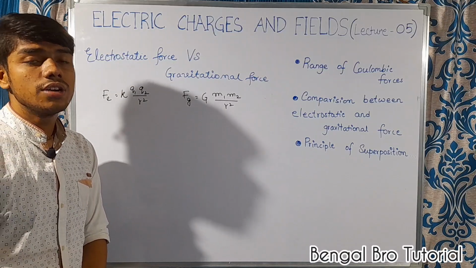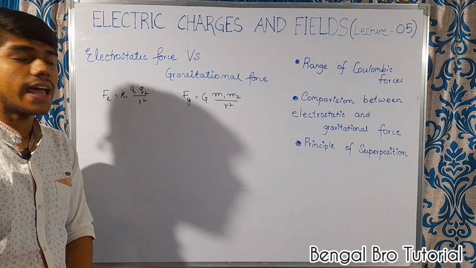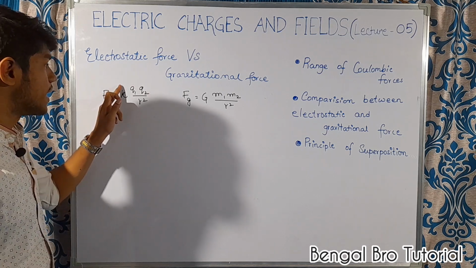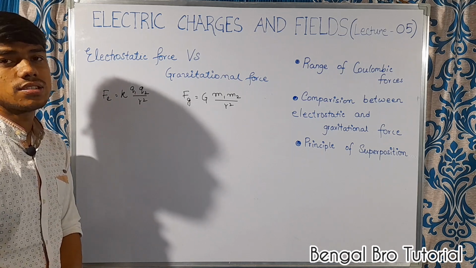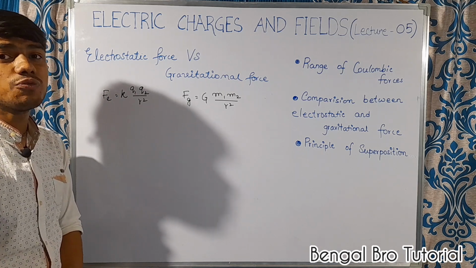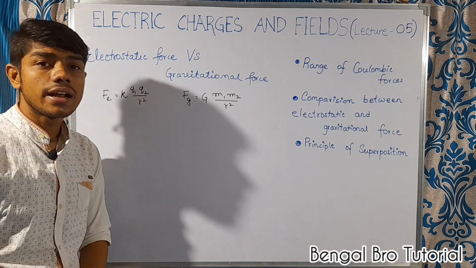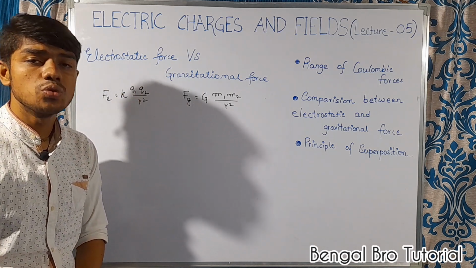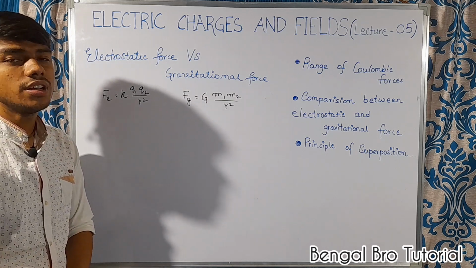The expression for the electrostatic force between 2 point charges can be given as F equals to K Q1 Q2 by R square. Here K is known as the electrostatic force constant. Q1 and Q2 are the magnitude of charge of the 2 point charges and R is the distance of separation between them.